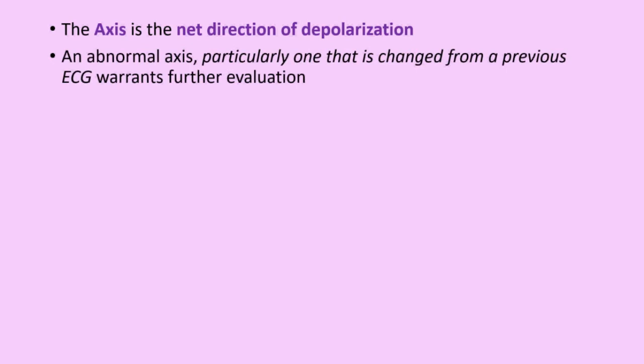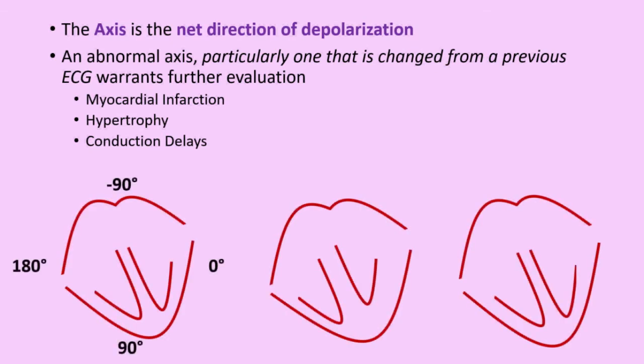An abnormal axis, particularly one that is changed from a previous EKG, warrants further evaluation. Some conditions that can cause changes in cardiac axis include myocardial infarction, hypertrophy, and conduction delays. So let's look at some different hearts here.